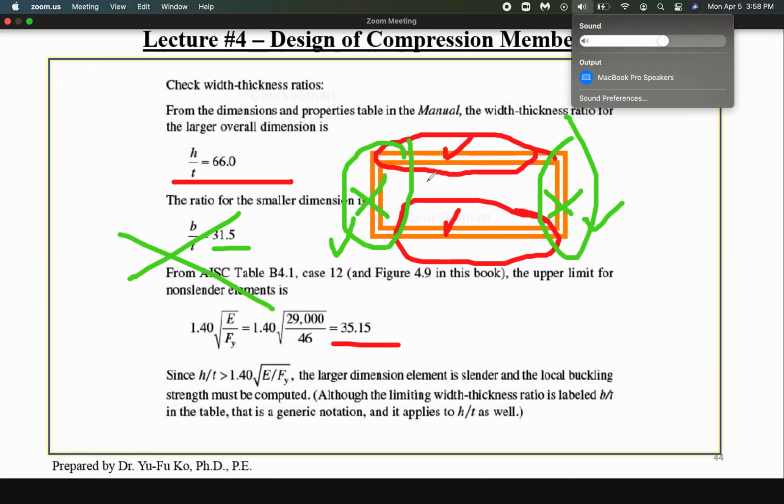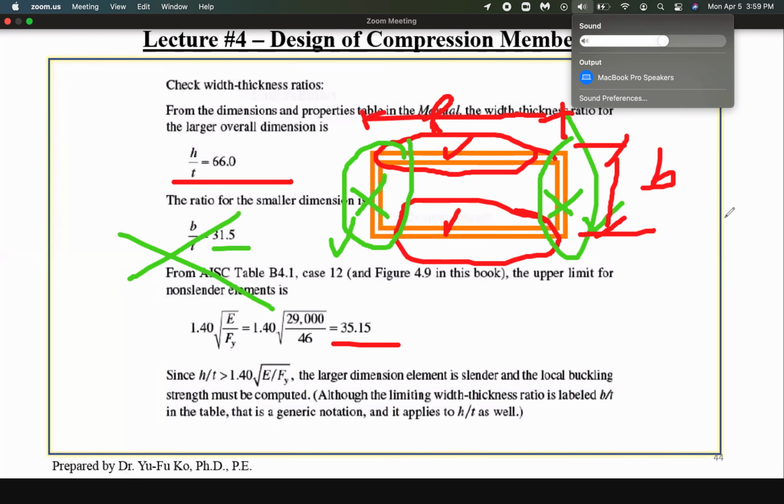Any questions or discussions? Can you please help identify the H, T, and B again? H over T, H is this dimension. This is H. T is the thickness. And B is from here to here.